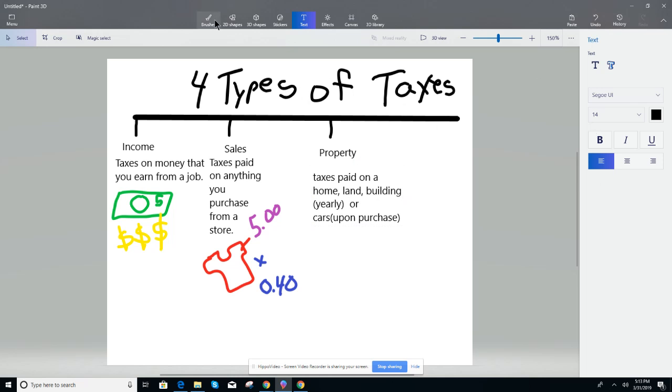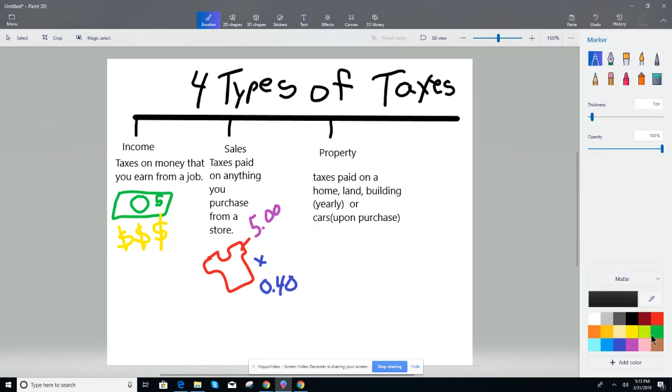So what we're going to do is we're going to draw us a little house. My house is probably not going to be very good because I'm on the computer. So we're going to draw a house. Yes, you need to draw a house. Oh, that's a horrible house, but you get the picture.